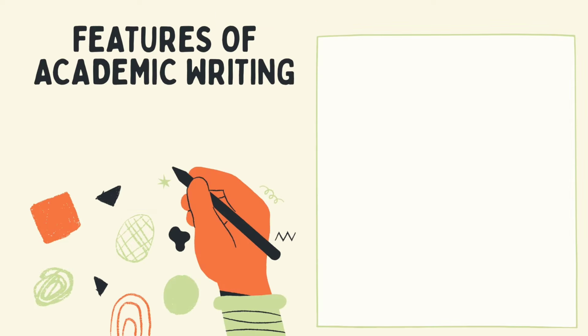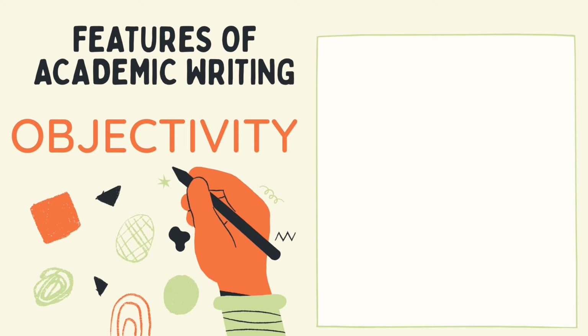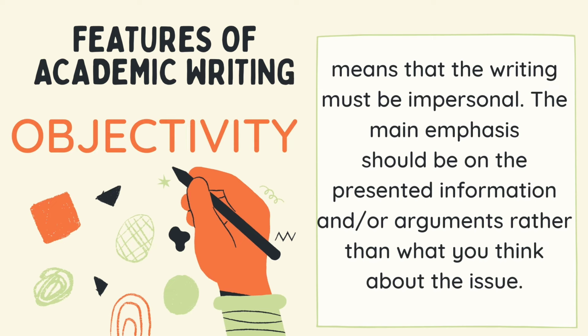Next feature of academic writing is objectivity. It means that the writing must be impersonal. The main emphasis should be on the presented information and or arguments rather than what you think about the issue.